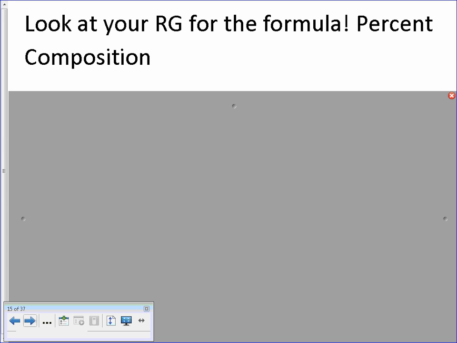So the last thing we need to talk about today is percent composition. Find in your reading guide where you are taking the formula for percent composition. This part's pretty easy, but I want to do a couple of chemistry examples with you. Reading guide, percent composition. Percent by mass.